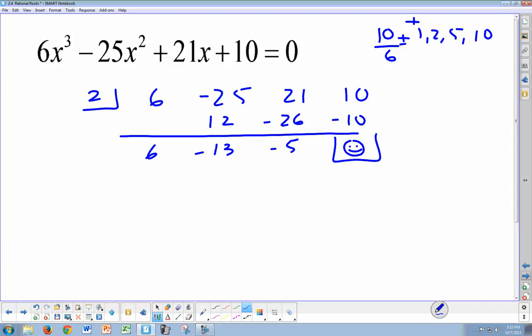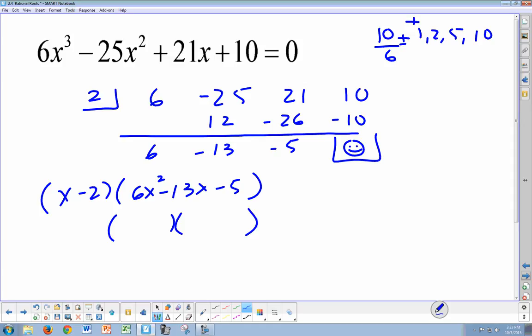Okay, so this one is much easier. It's got an x minus 2. Got a 6x squared minus 13x minus 5. And once again, hopefully this will be factorable. I can almost do that one in my head. So that's going to be a 3x and then a 5 and a 2x and a 1. And that looks like it's going to work for me.